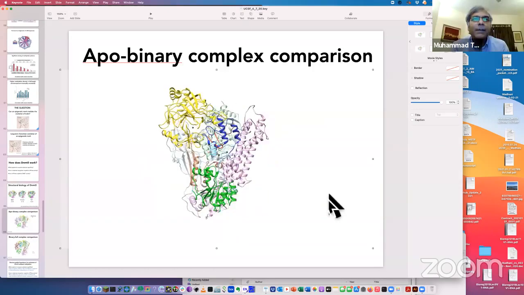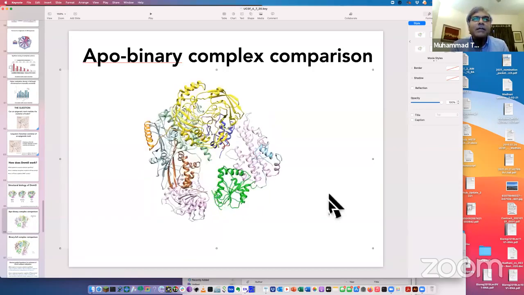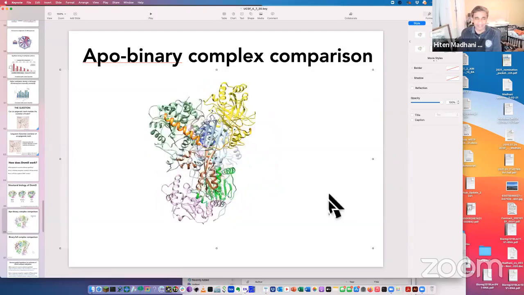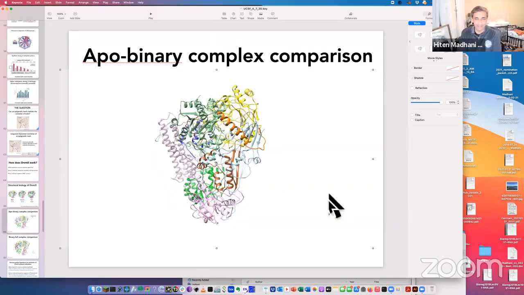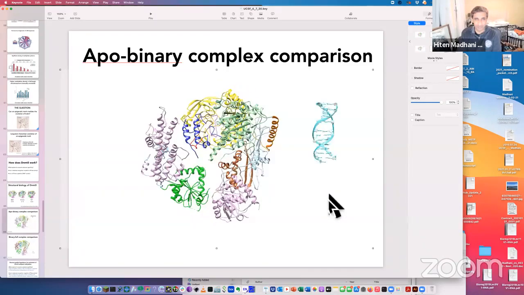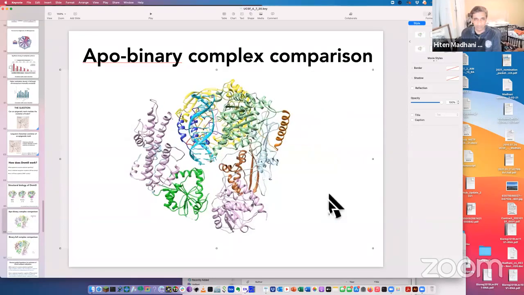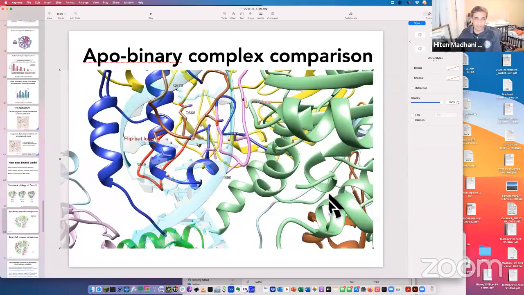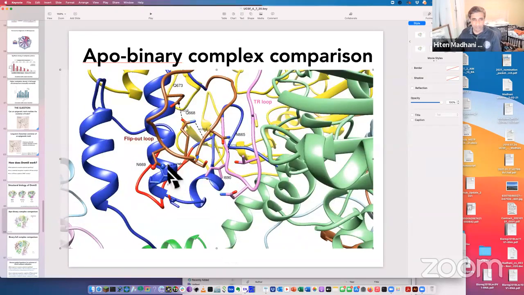So the enzyme is a giant donut, as you can see, and again, has the domains I mentioned. Now we're going to morph to the binary complex that's bound to a DNA oligonucleotide. What you can see is that there's a residue here, asparagine 669, that forms a steric clash with the methylated base of the parental cytosine.